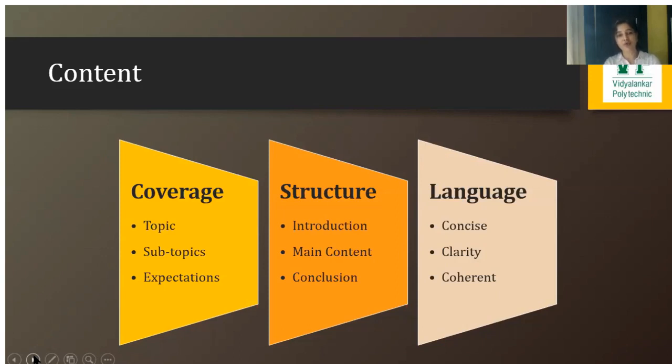When we are talking about the structure, it should be categorized in three parts. First of all, you have to say what you are going to say. Second, say it. And third, you have to say what you have already said. That means it is in the form of introduction, main content, and conclusion.